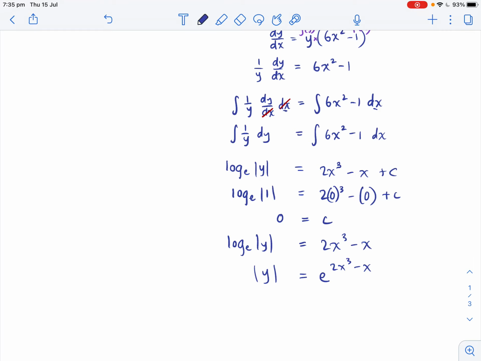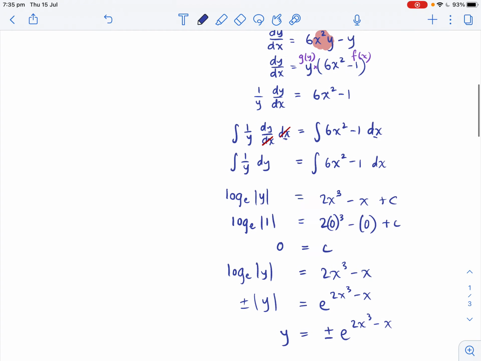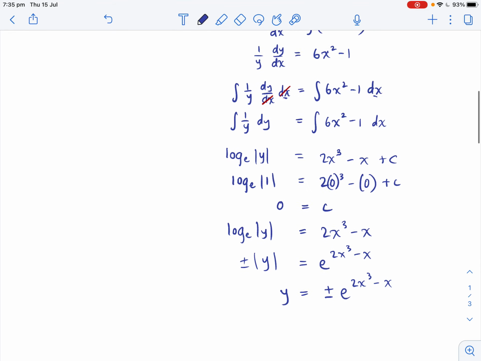So remember that modulus sign is saying, well, it could have been a plus or it could have been a minus. So that means we can say y could be plus or it could be minus e to the 2x cubed minus x. And this is where we might need to do a little bit of extra thinking about that initial condition.